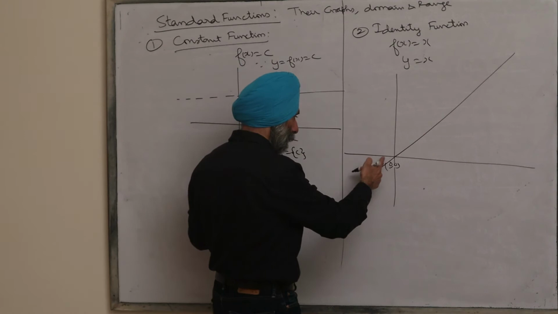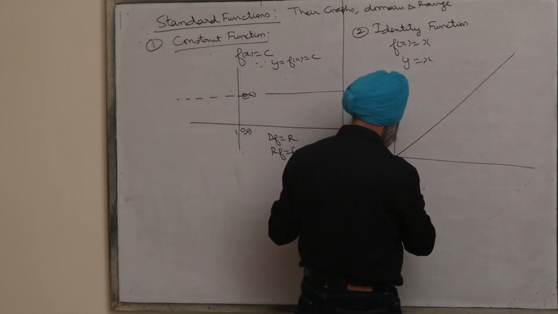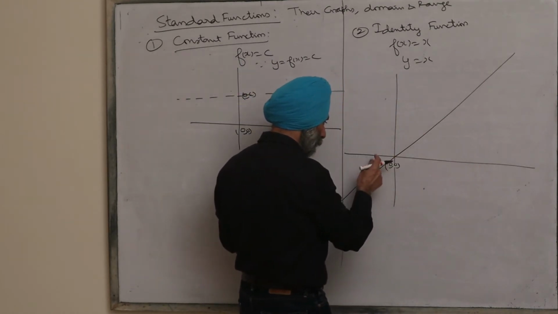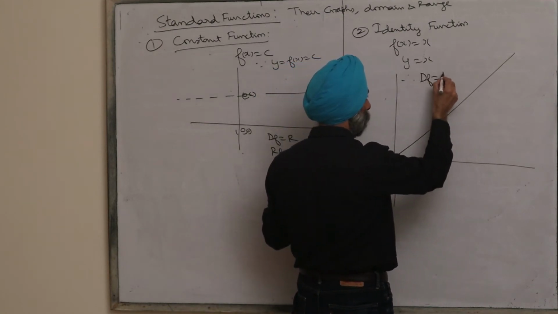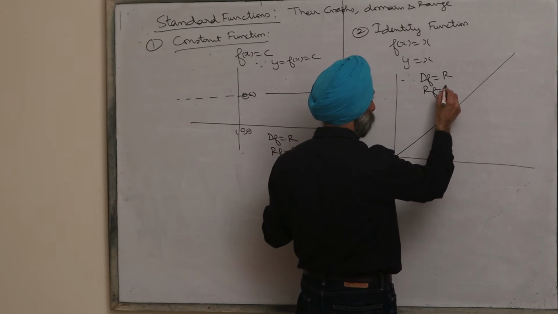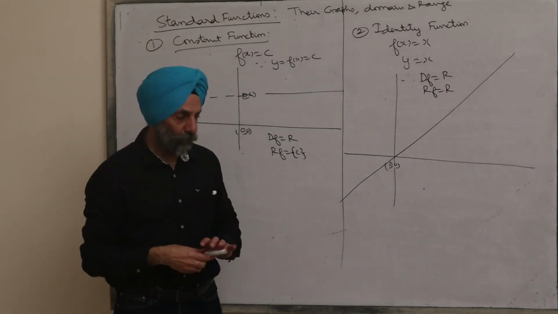Now since x can take all the negative as well as positive values, y can take all the negative as well as positive values, so therefore domain of this function is R, range of this function, that is also R here.